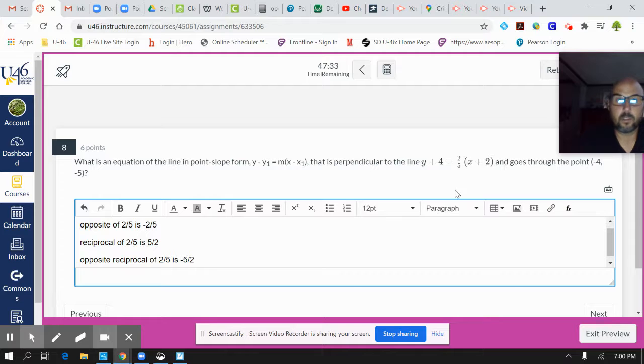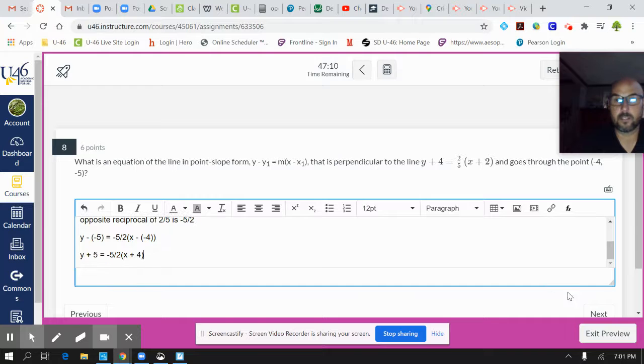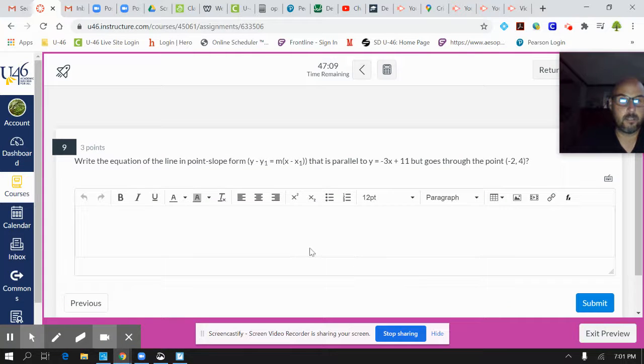But it also has to go through negative 4, negative 5. So here we go. Y minus the y value equals our slope, negative 5/2, times x minus the x value. Clean it up. This is y plus 5 equals negative 5/2 times x plus 4. Full credit if you have the work that supports a correct answer. Have I said that enough?